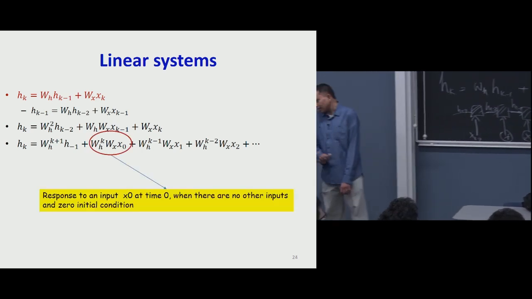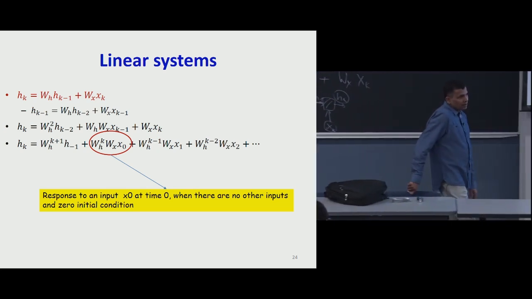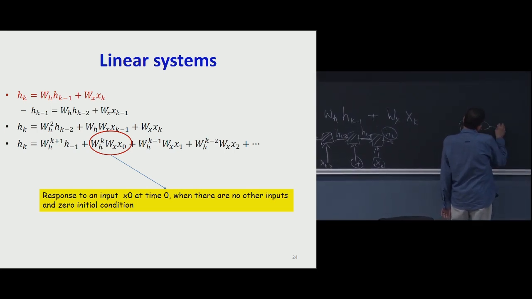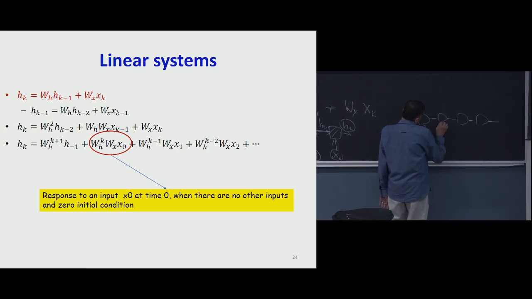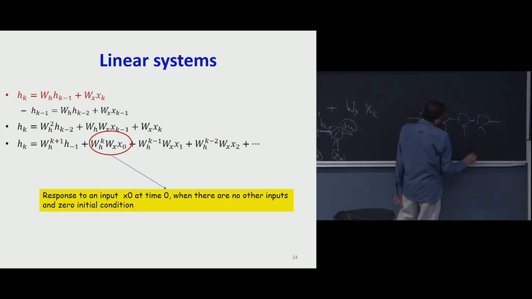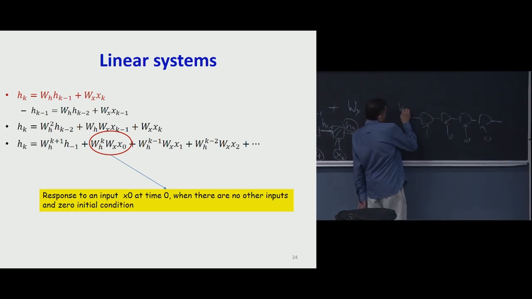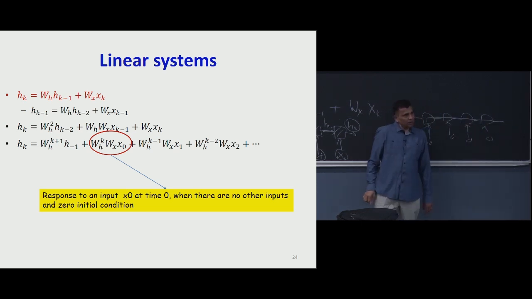Now consider any single term over here, this one. If I just drew the entire figure out, like so, if all of these inputs were 0, and if h minus 1 was also 0, and I just had an x0 over here, that term is simply the response of the system if the x0 went in and came out here, right?